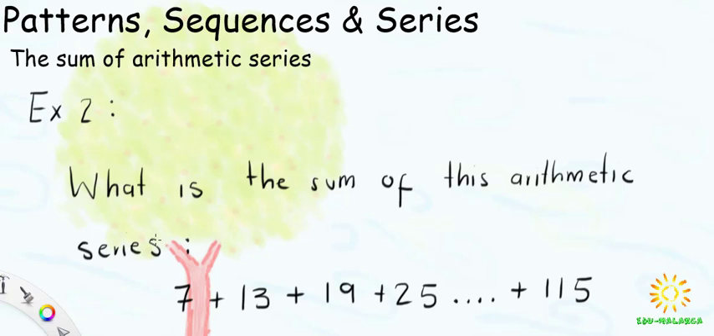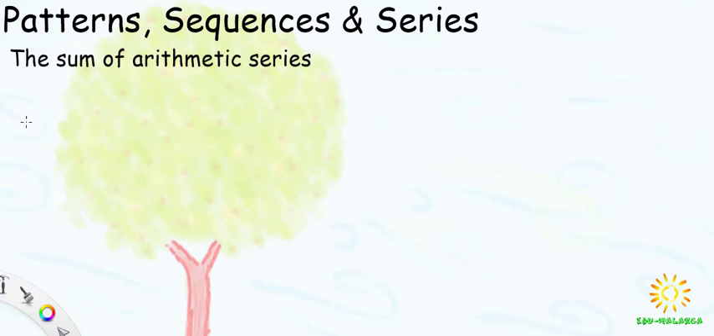We'll again start our solution to this question by listing the things that we've been given. We don't have n this time, we can't see it, but we have a, we have the last term, and we can find the common difference. So let's do that. A is equal to 7. Our last term L is equal to 115.